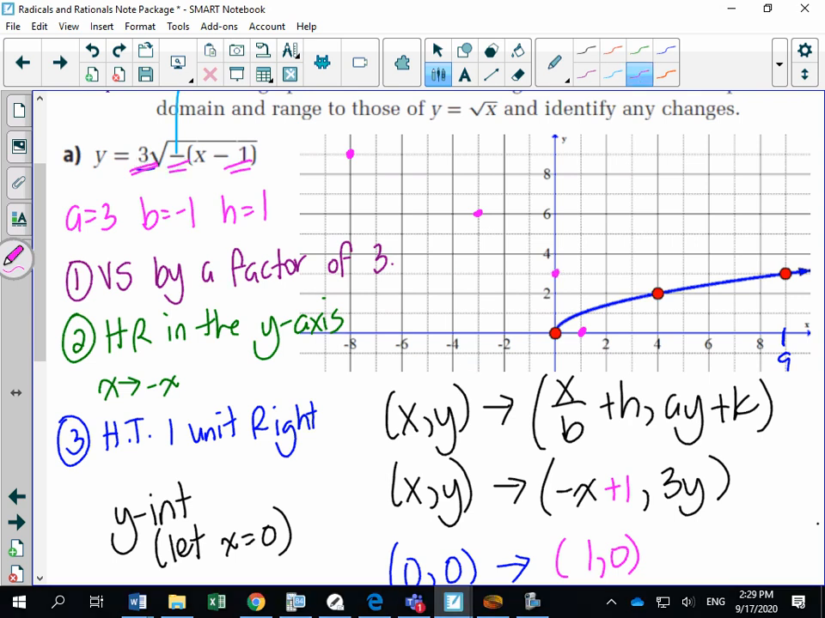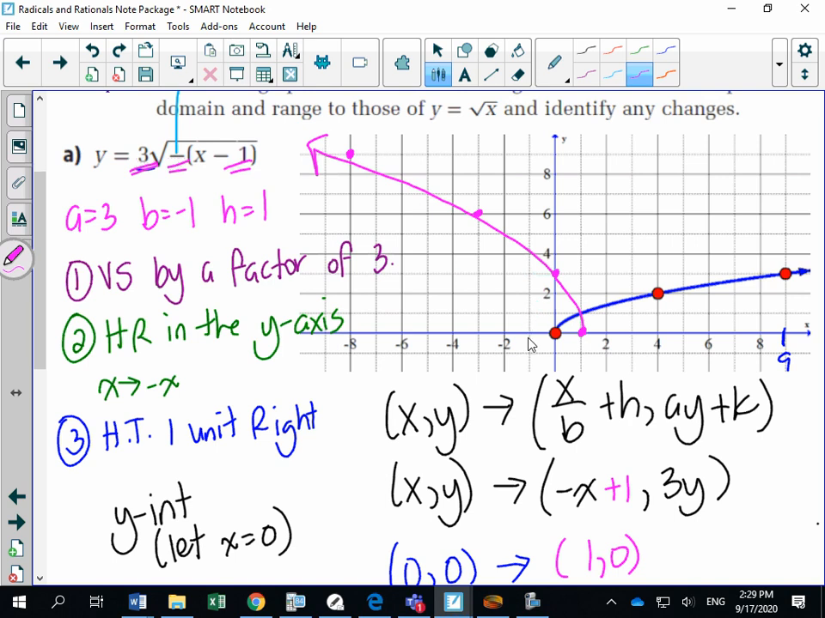So now what I could do is connect my dots with a nice curved line. And I'm going to continue the line. I'm a little bit off that dot, so make sure yours is going through the dot. And this would be the graph of my transformed function.